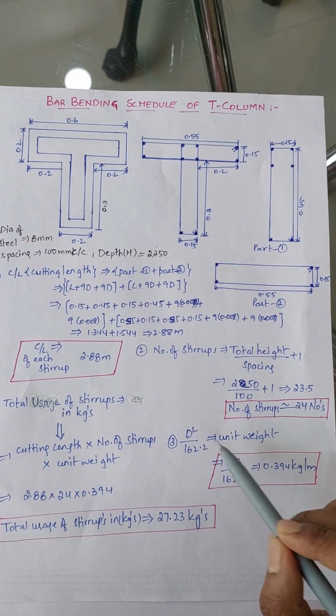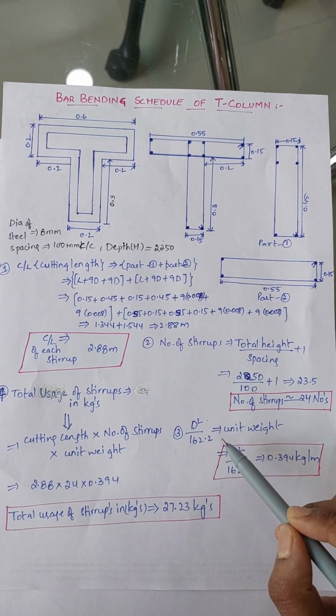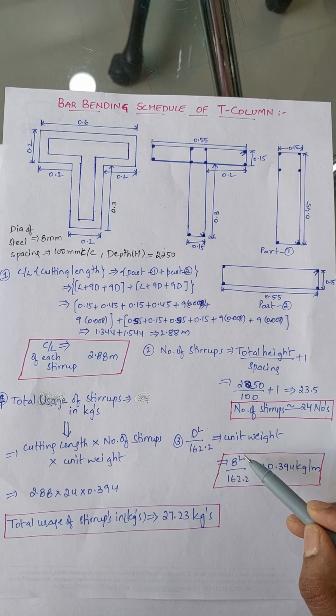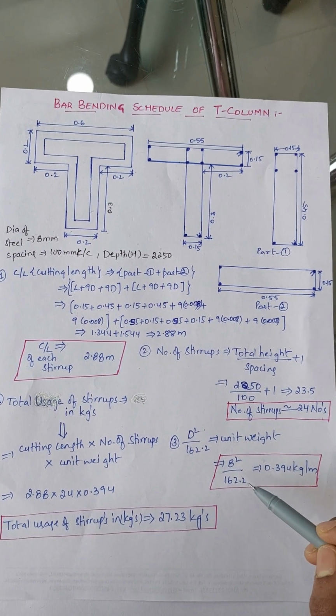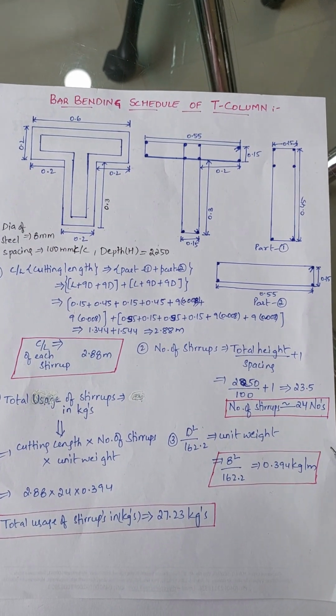To find the unit weight, the formula is D squared divided by 162.2. The diameter is 8, so 8 squared divided by 162.2, where we will get 0.394 kg per meter.